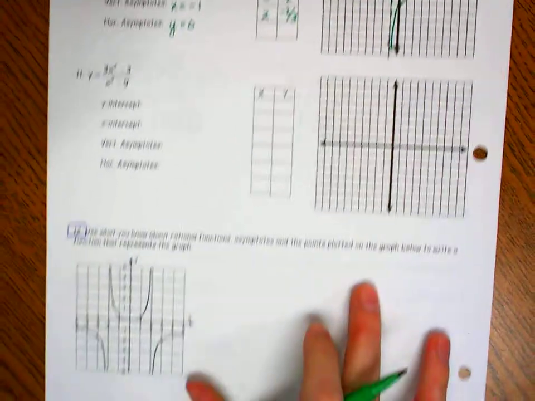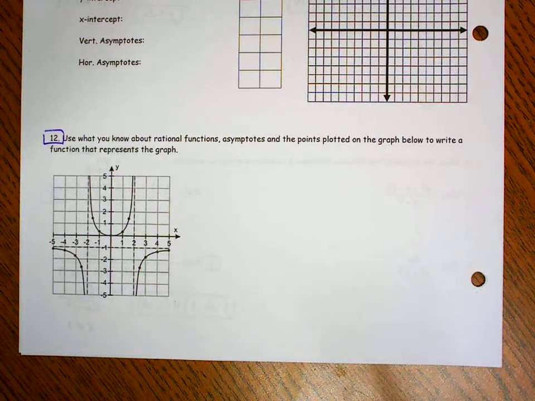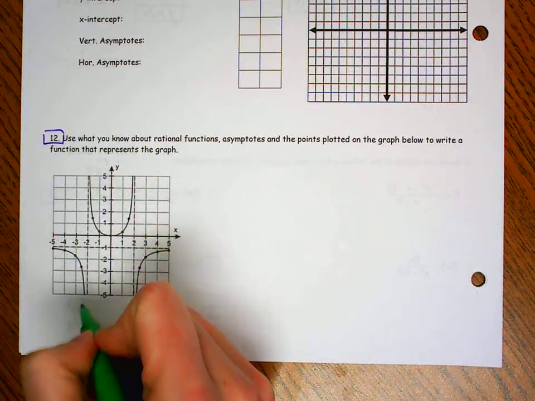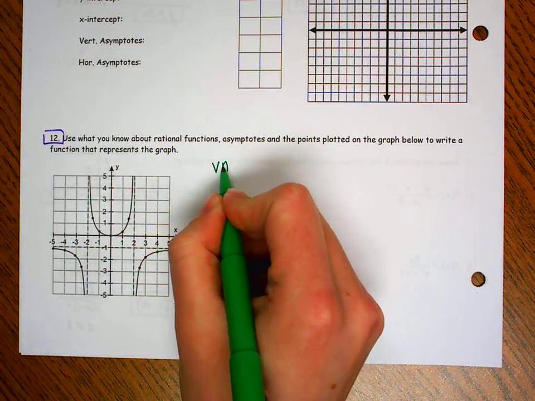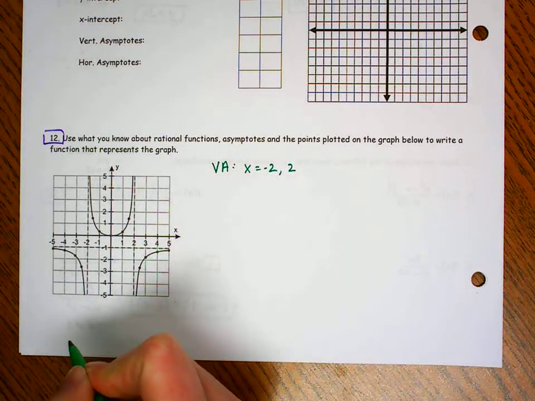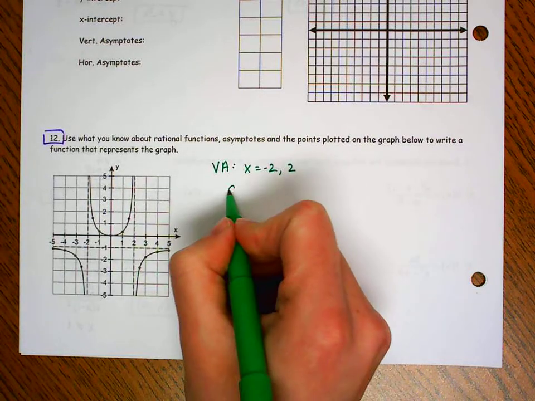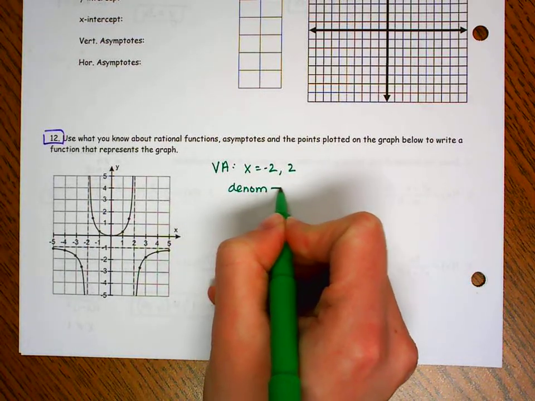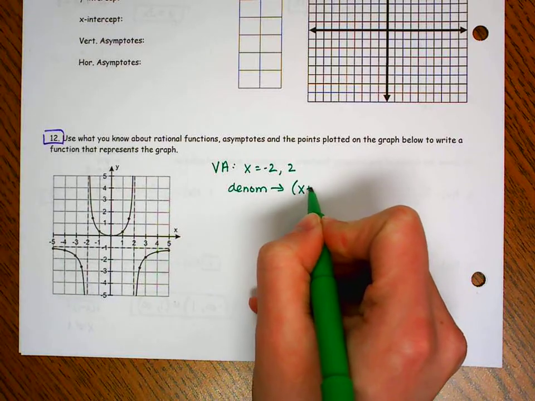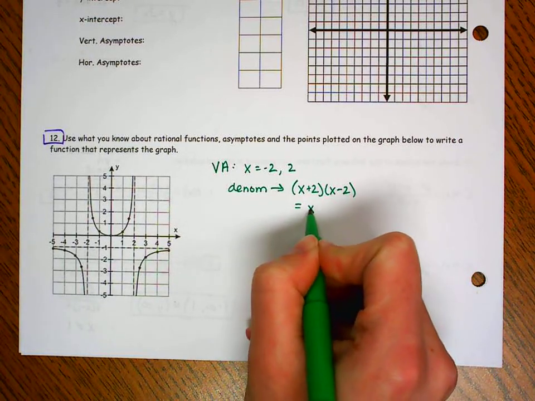Okay, number 12. It says, use what you know about rational functions, asymptotes, and the points plot on the graph to write a function that represents the graph. Okay, well, let's look at what we know. We know we have 2 vertical asymptotes. They're at x equals -2 and x equals +2. Well, that's telling me what my zeros in the denominator are. So if I look at my denominator, I know that I'm going to have this. Or if you prefer, you could also leave it like this.